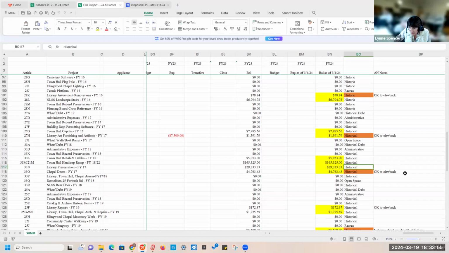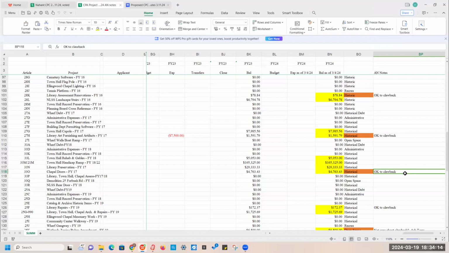Next up is the chapel doors, the Ellingwood Chapel doors from fiscal year 17. That work was done. I think because that was specific to the chapel doors, we should look at clawing this back, unless anyone has an objection to that. Lynn, this is Dave. I know they did the front and the side, but the door going down to the cellar needs some work. It's all rotted out on the plane. So I don't know if we can use that. That's a good point, Dave. Yeah, that could be done with this fund.